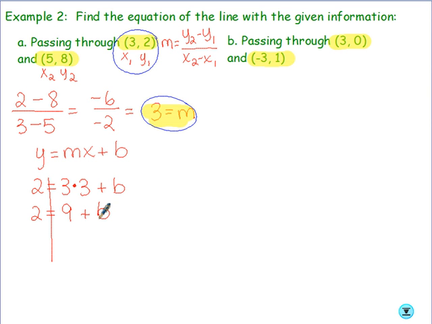The next thing we did on example 1 was move the 9 to the other side. The opposite of a positive 9 is a negative 9. That means 2 minus 9 is negative 7, and that's our B value. So now we can go up and make our final answer. We are plugging M and B into the equation. So our final answer is Y equals M is 3, X, because B is a negative 7, we just put minus 7.